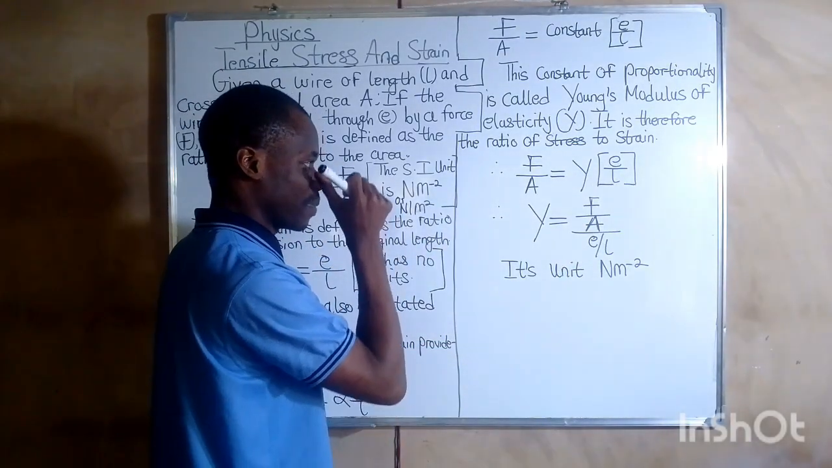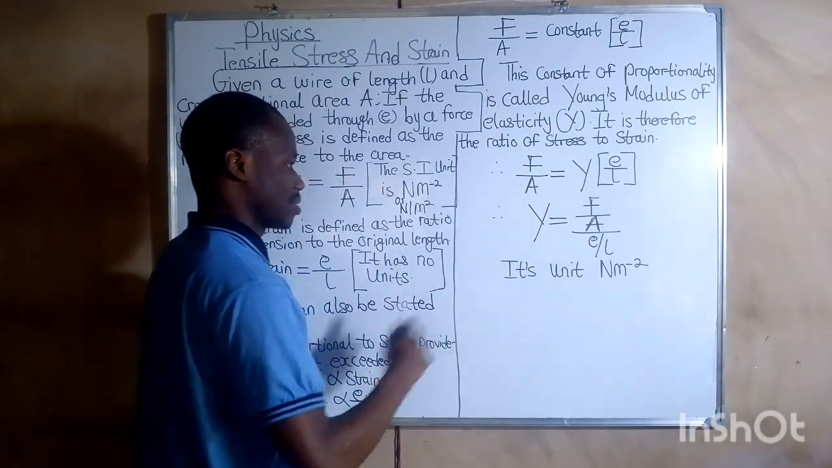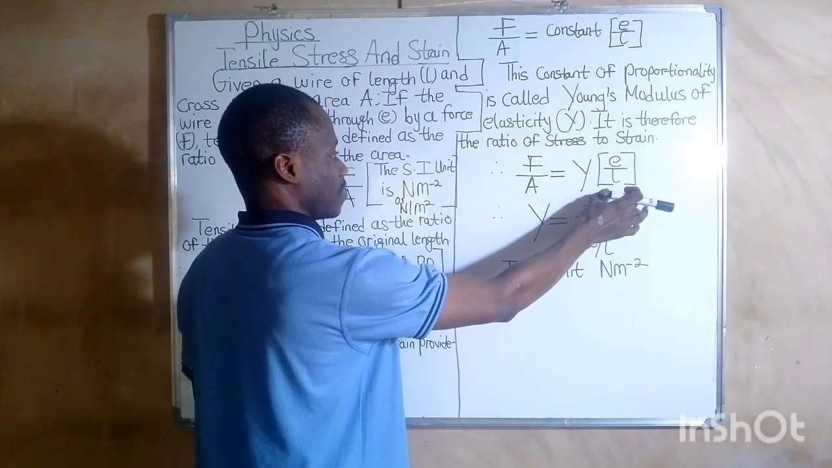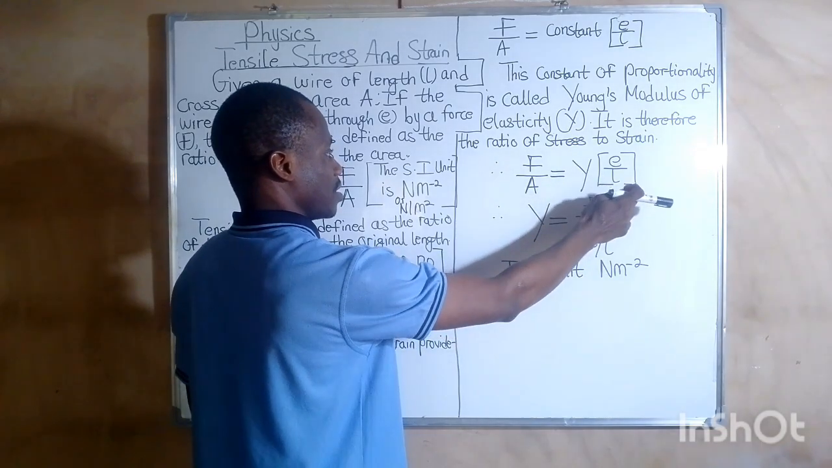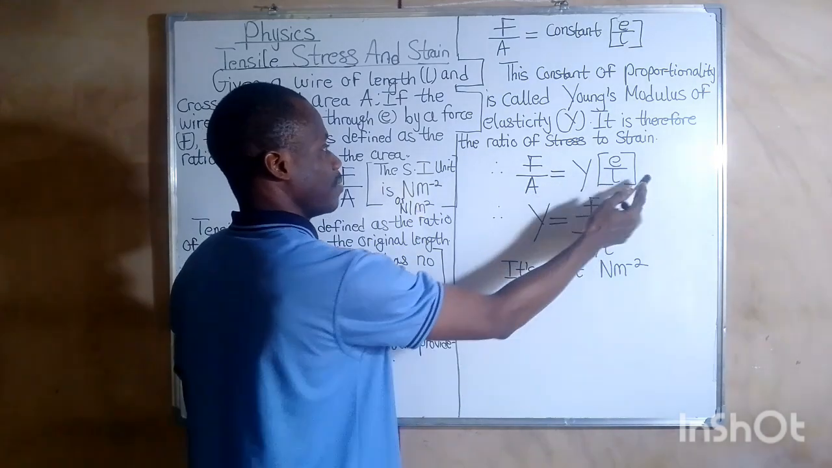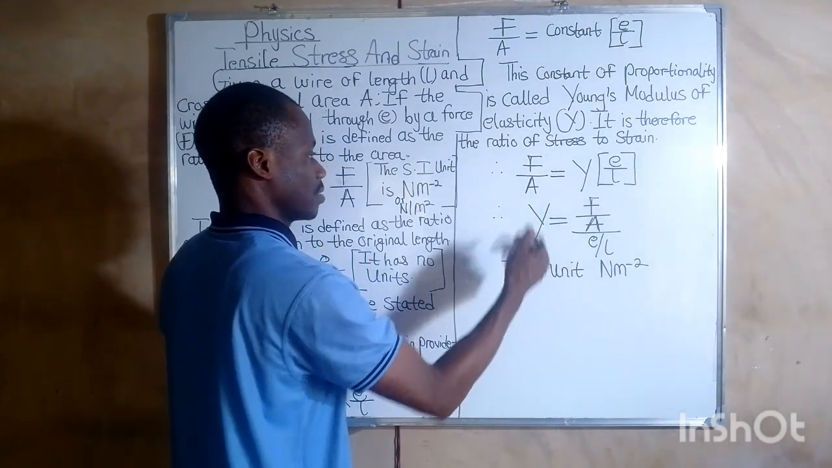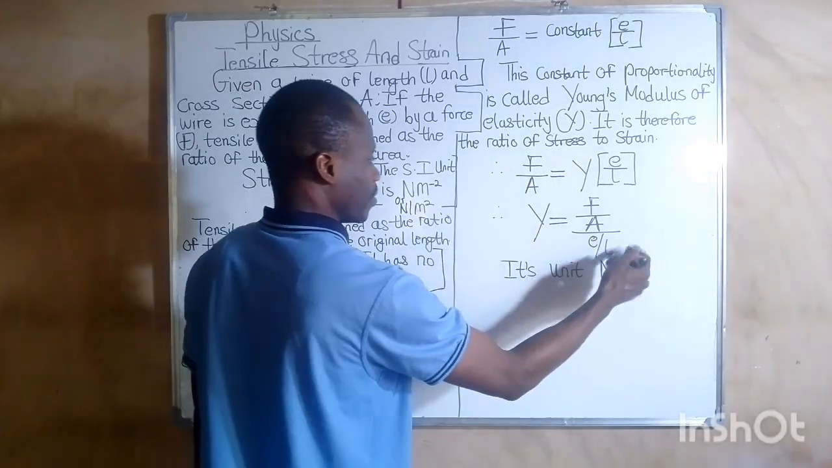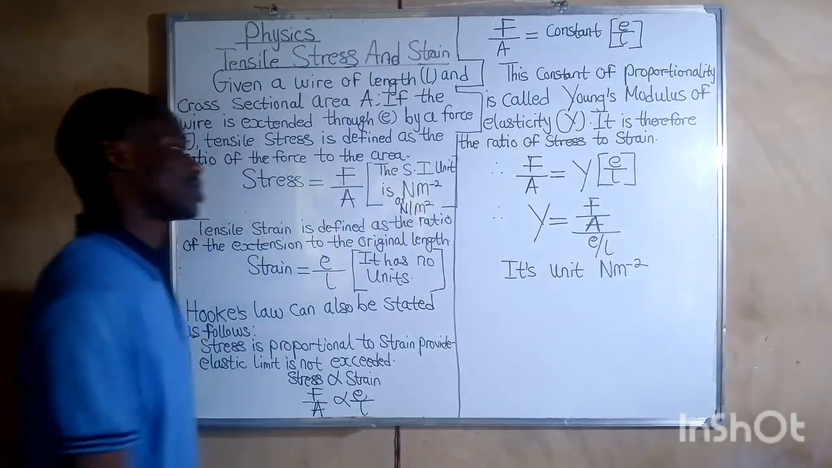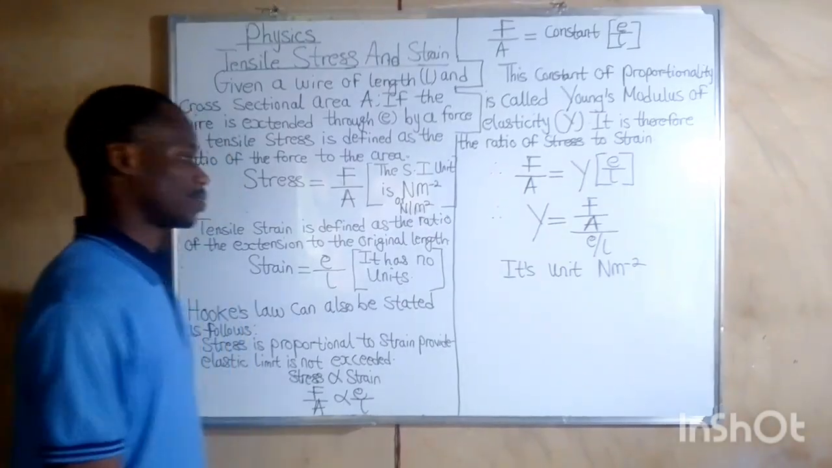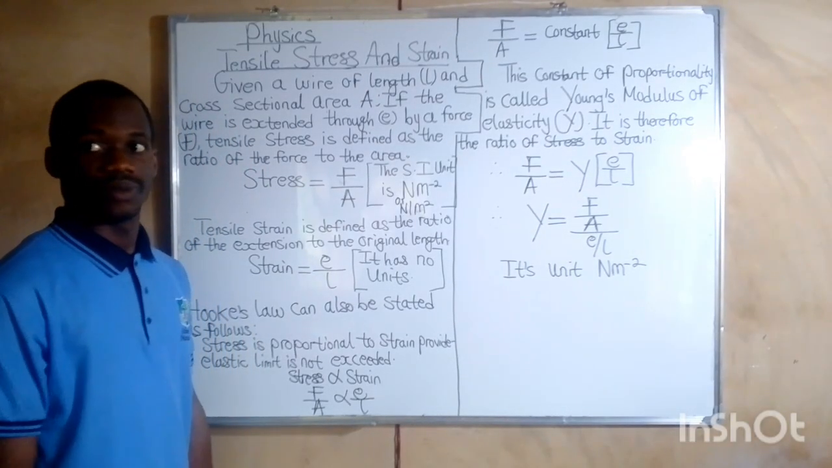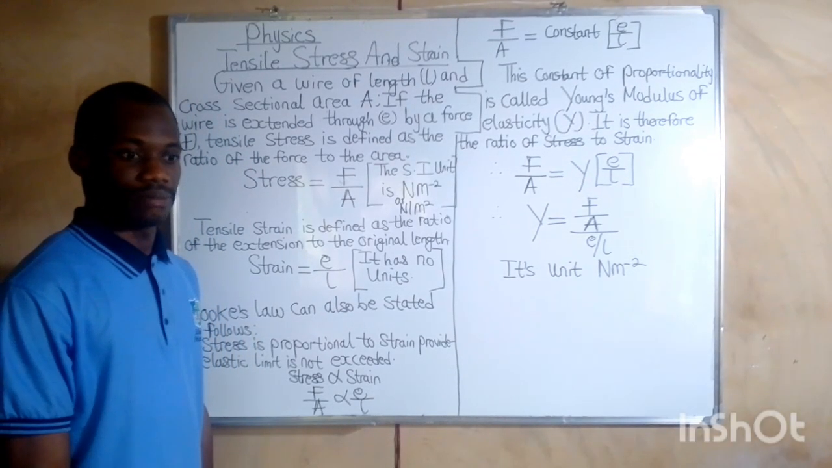Now you cross multiply and everything. We don't want to disturb you with that, but if you have something as your coefficient and you want to make Y the subject of the formula, you divide both sides by E over L. So F over A divided by E over L. Its SI unit is Newton meter raised to power minus 2. Now we'll be solving one or two questions immediately.